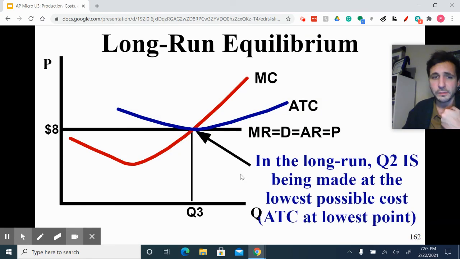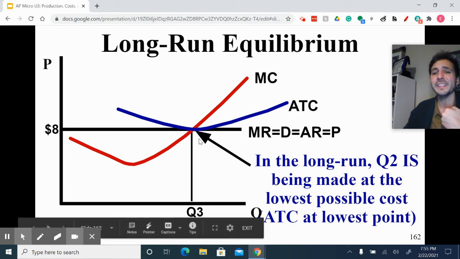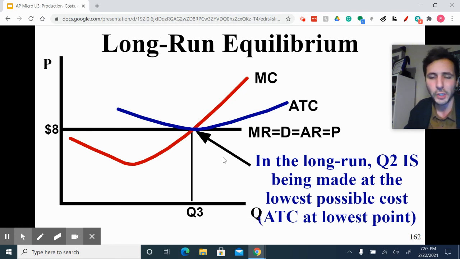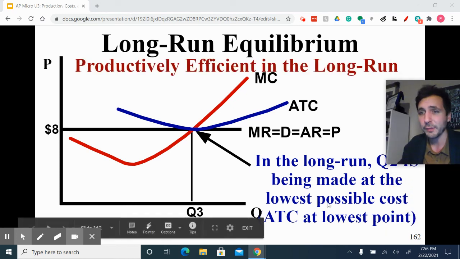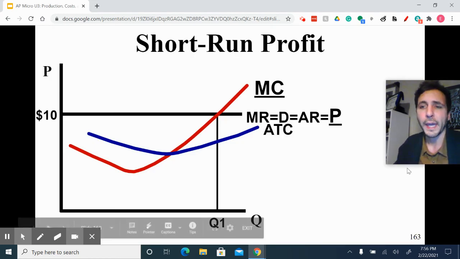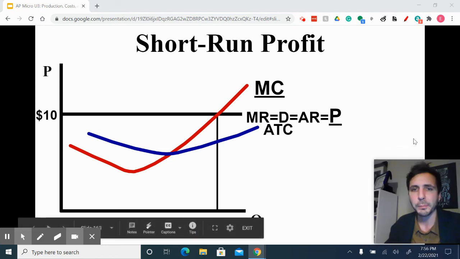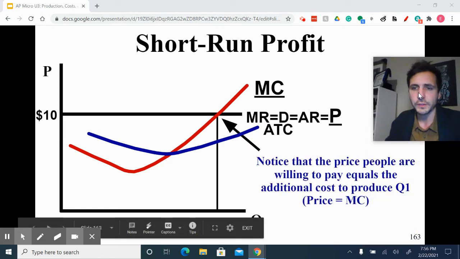In the long run, notice Q3 is being made at the lowest possible cost because it's at the triple intersection where marginal cost intersects average total cost. So in the long run, we are productively efficient. Takeaway, short run, not productively efficient. Long run, we are. Okay, how about short run profitability for allocative efficiency?